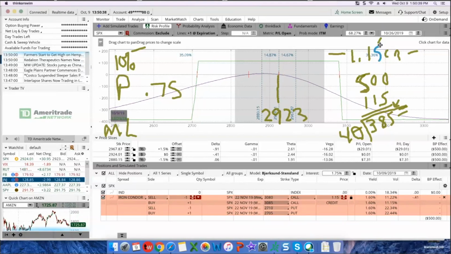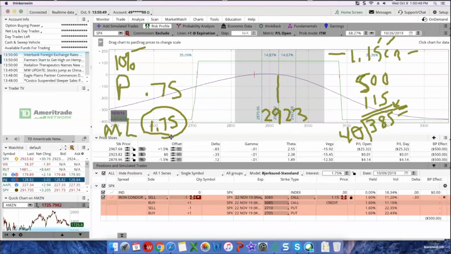So if this credit goes up to $1.75, what's that song? Hit the road, Jack. So if we go to $1.75 and it's the upside, just take off the call side. If it goes to $1.75 on the whole spread, it goes to the downside, take off the put side.